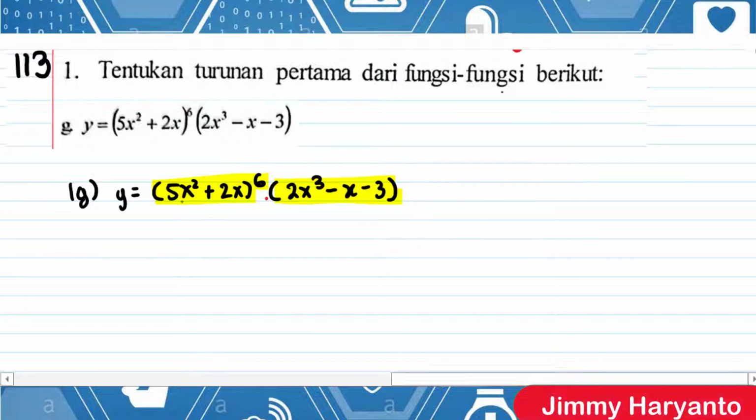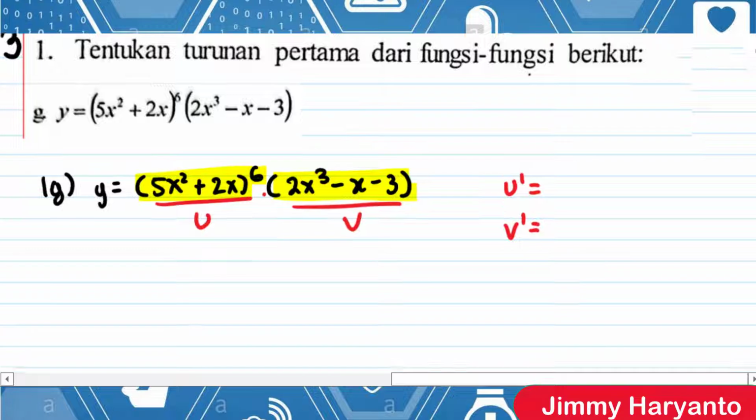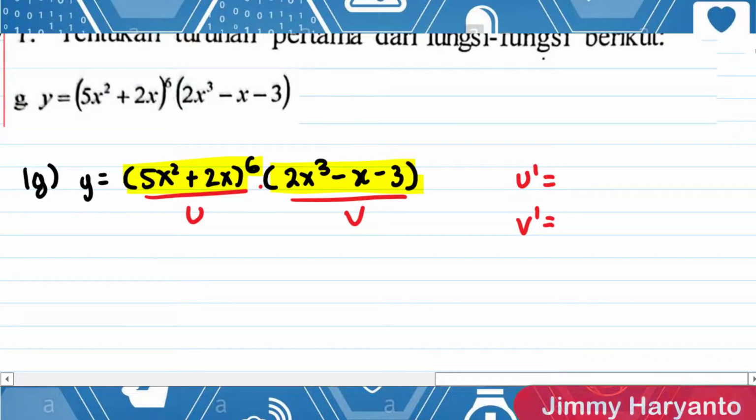The operation is multiplication, so we have to use the product rule. The product rule says u times v, u accent v plus u v accent. We have to find u accent first, and then v accent. For the v accent, it's easy because it doesn't have powers in the expression, so you only have to differentiate it directly. It will be 2 times 3 equals 6x squared, and then minus 1, minus 3 becomes 0. So we already have the v accent.